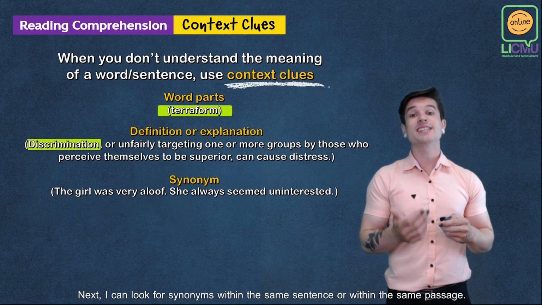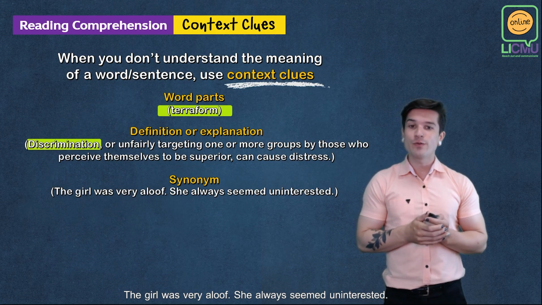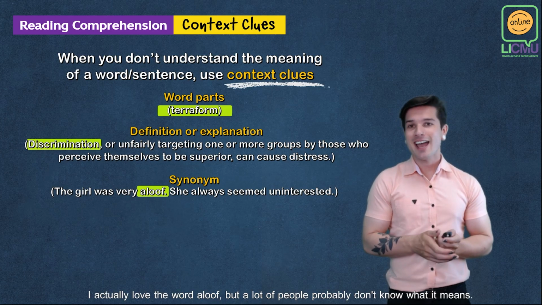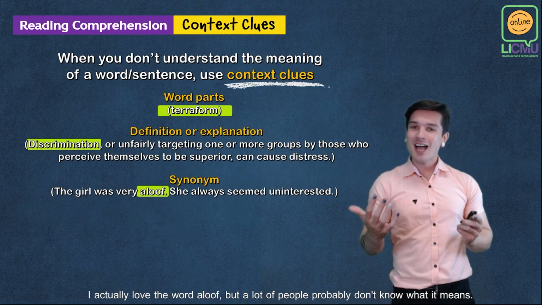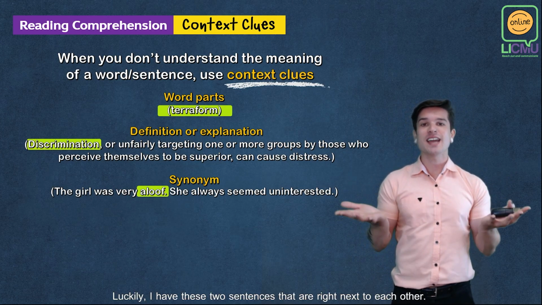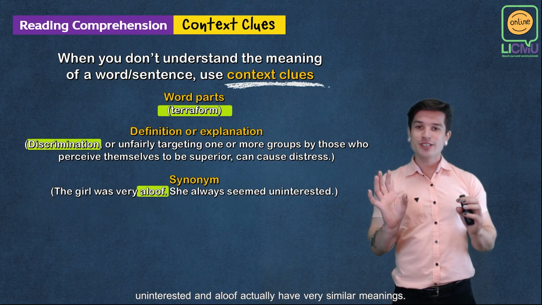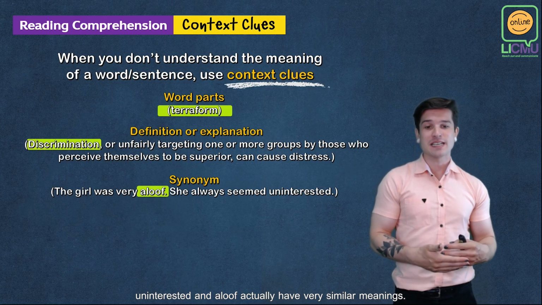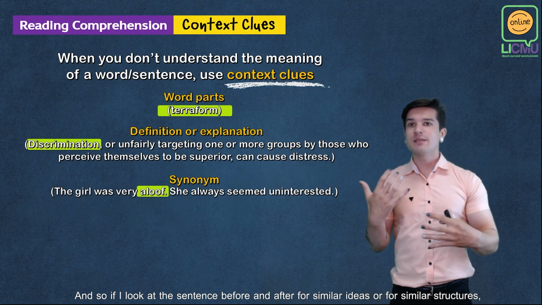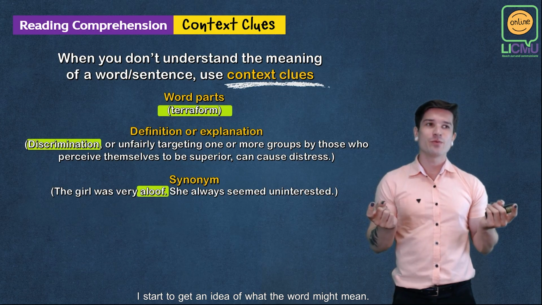Next, I can look for synonyms within the same sentence or within the same passage. The girl was very aloof. She always seemed uninterested. Do you know what aloof means? I actually love the word aloof, but a lot of people probably don't know what it means. Luckily, I have these two sentences that are right next to each other. Aloof is right next to the word uninterested. Uninterested and aloof actually have very similar meanings. And so if I look at the sentence before and after for similar ideas or for similar structures, I start to get an idea of what the word might mean.